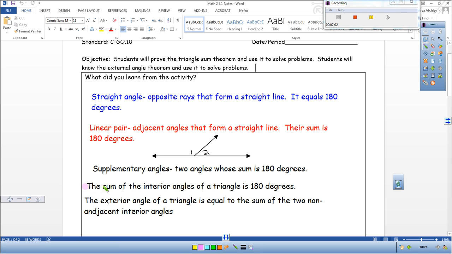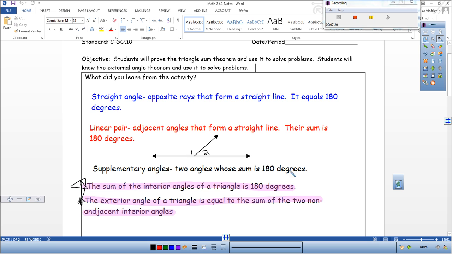Okay, and so we should highlight this one, and we should highlight this one, because these two are new and very important to us. That's supposed to be a star. That's another star. Beautiful stars, I know. Any questions over that? We're all good?